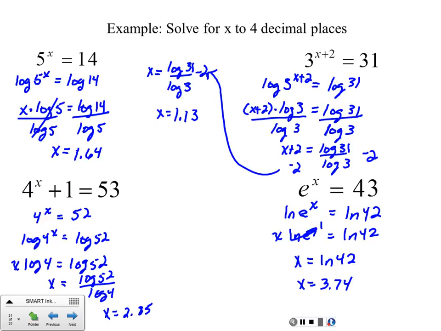Yeah, because I don't know how to write the problem down correctly. It is 43. I know that's sad, isn't it? That's because you and I think alike. Okay, so natural log of 43 is 3.76.